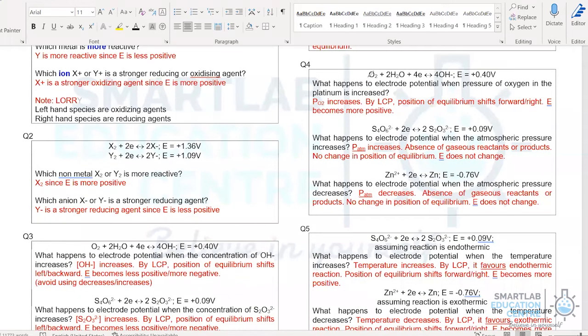Finally, let's take a look at what happens if we were to increase the partial pressure of oxygen. Based on Le Chatelier's principle, the position of equilibrium will favor fewer gaseous molecules, so the position of equilibrium will shift forward. So in this case, the standard electrode potential value will be more positive than 0.40 volt.